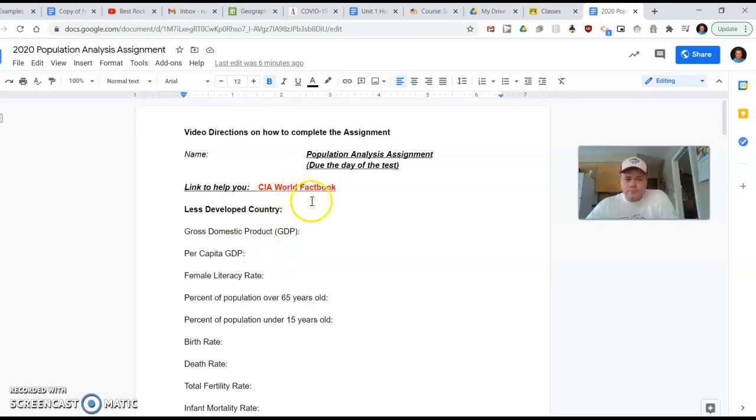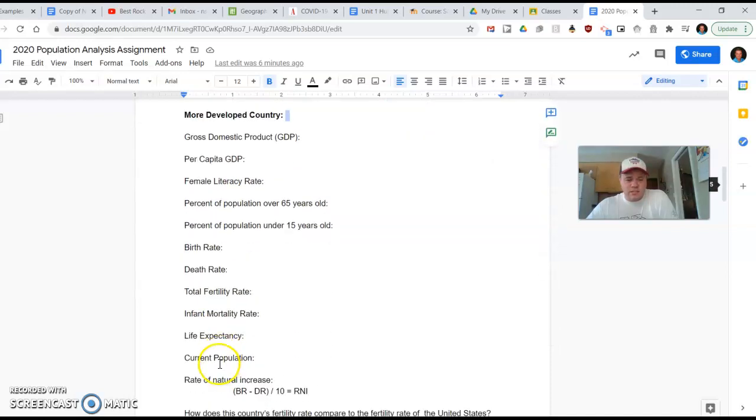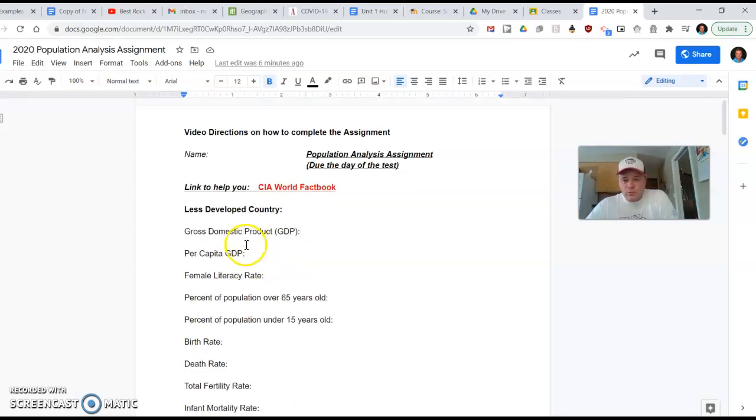Step one, choose a less developed country and choose a more developed country, and then start finding their statistics. If you need help, shoot me an email today or tomorrow while you're working on this at home, and I should be able to answer those questions for you.